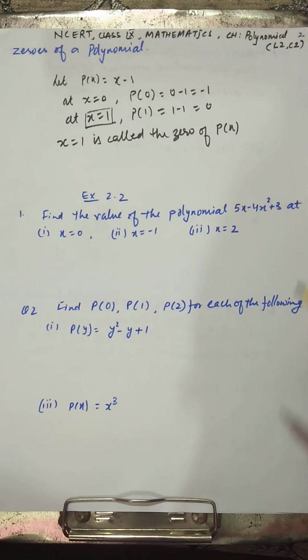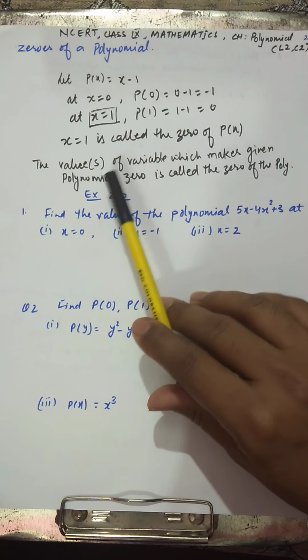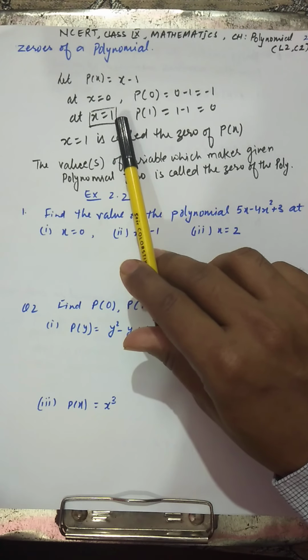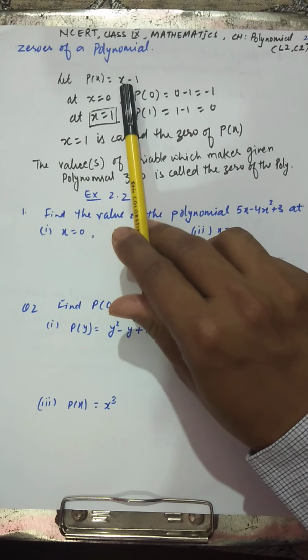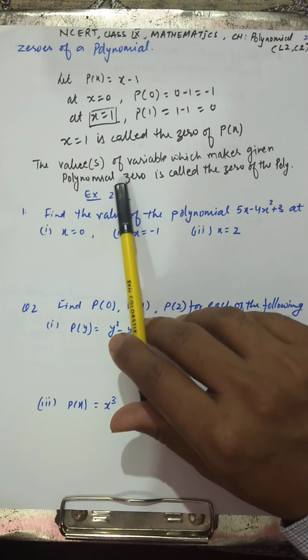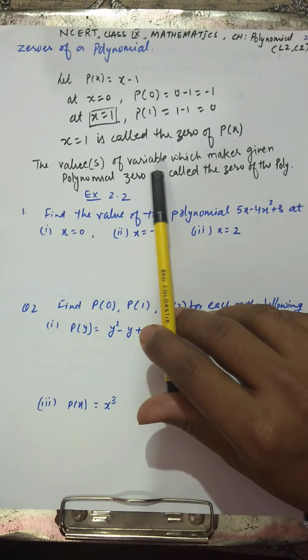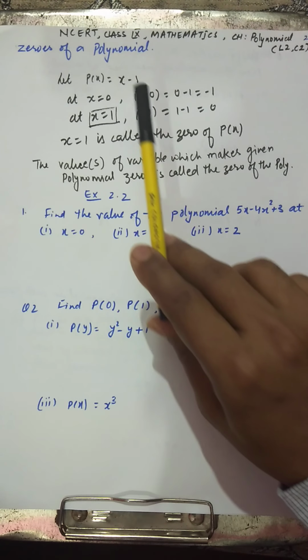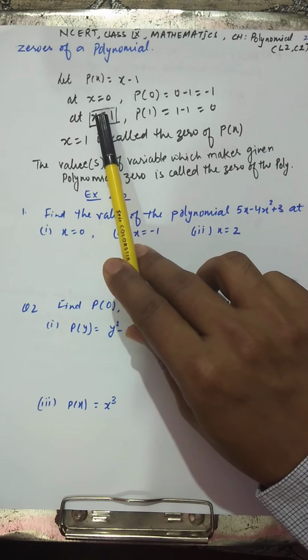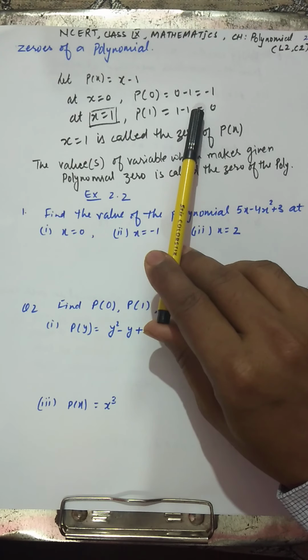Now we can understand the definition of the zero of the polynomial. The value or values of the variable which make the given polynomial 0 are called the zeros of the polynomial. You can see that at x equal to 1, the given polynomial p(x) equals x minus 1 became 0. Because this polynomial was linear, we had only one value of x which can make that polynomial 0.